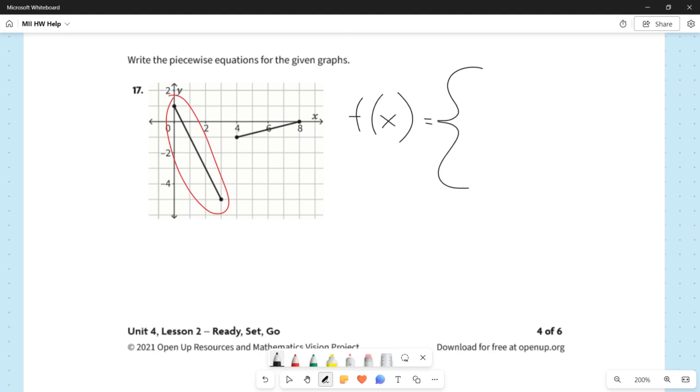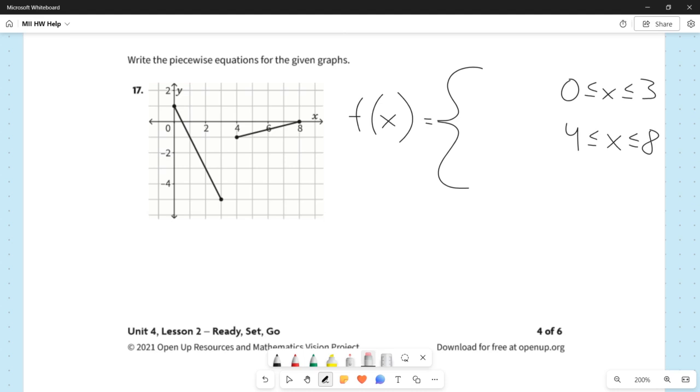So that means that my first inequality is going to be 0 is less than or equal to x, which is less than or equal to 3. And if your input happens to fall between 0 and 3, we're going to do something. And then my second piece is right here. And in this case, my x values go from 4 to 8, including 4 and including 8. So that means my second inequality is going to be 4 is less than or equal to x, which is less than or equal to 8. And if your input falls within that bound, you're going to do something else.